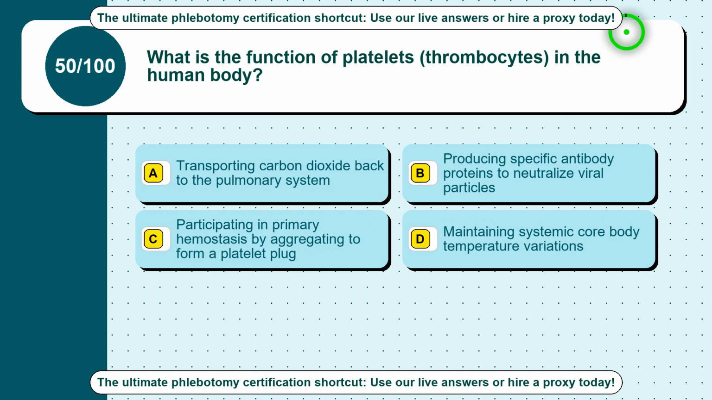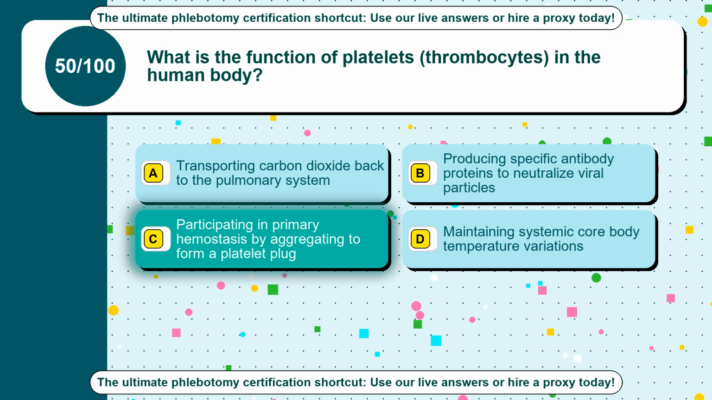Question 50. What is the function of platelets, thrombocytes, in the human body? Option A. Transporting carbon dioxide back to the pulmonary system. Option B. Producing specific antibody proteins to neutralize viral particles. Option C. Participating in primary hemostasis by aggregating to form a platelet plug. Option D. Maintaining systemic core body temperature variations.